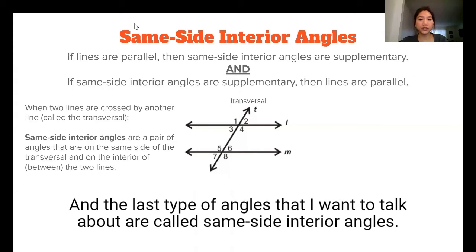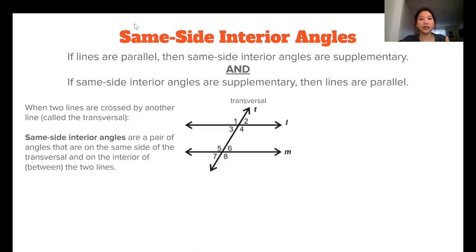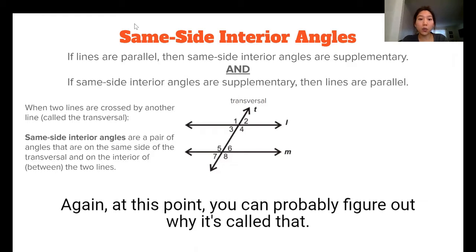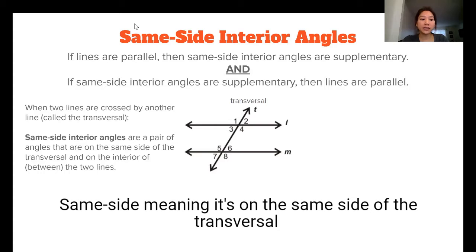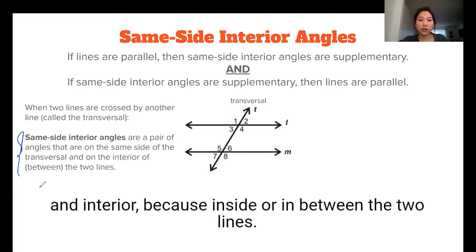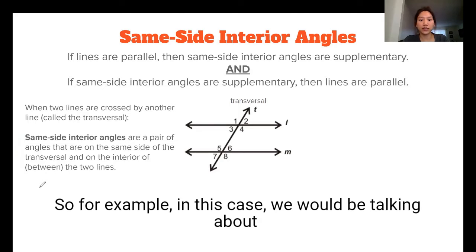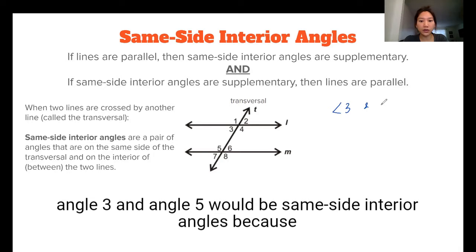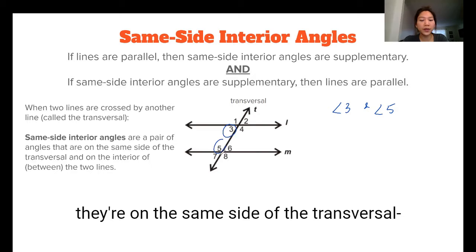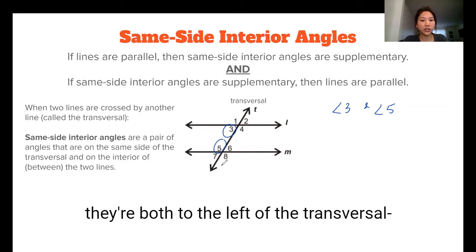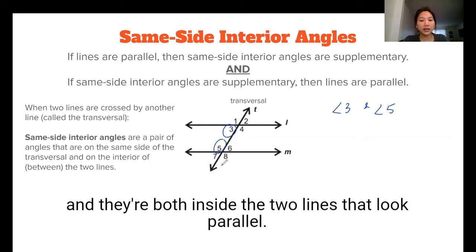And the last type of angles that I want to talk about are called same side interior angles. Okay, and again, at this point, you can probably figure out why it's called that. Same side, meaning it's on the same side of the transversal, and interior because it's inside or in between the two lines. So for example, in this case, we would be talking about angle 3 and angle 5 would be same side interior angles because they're on the same side of the transversal. They're both to the left of the transversal, and they're both inside the two lines that look parallel.